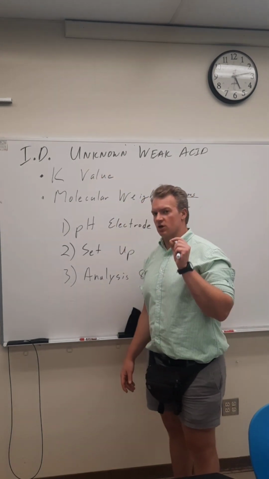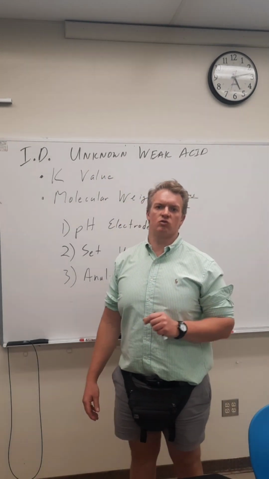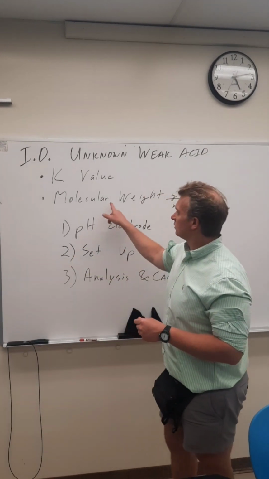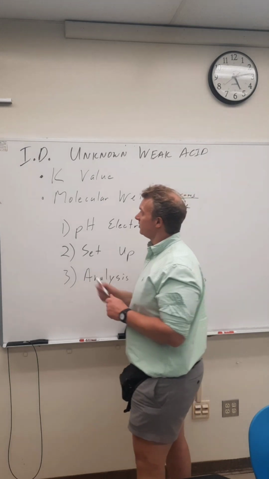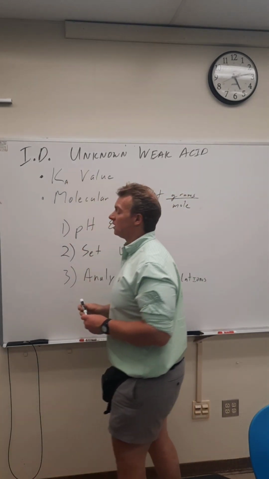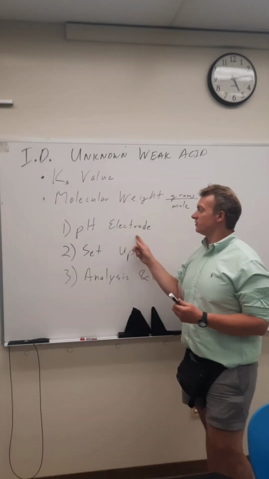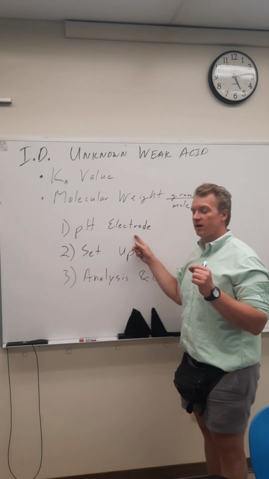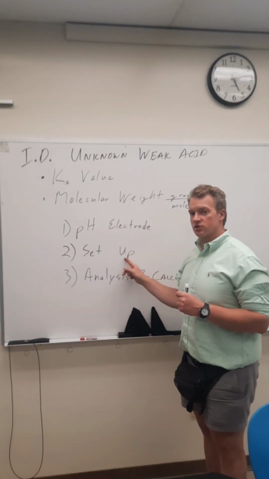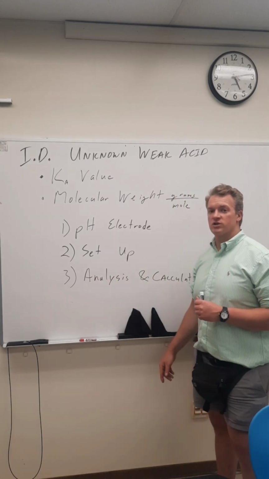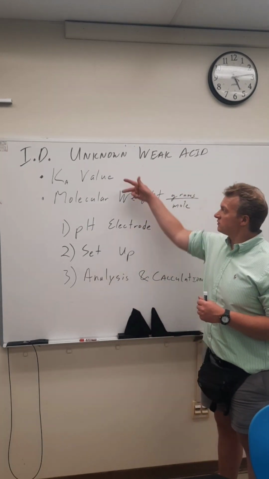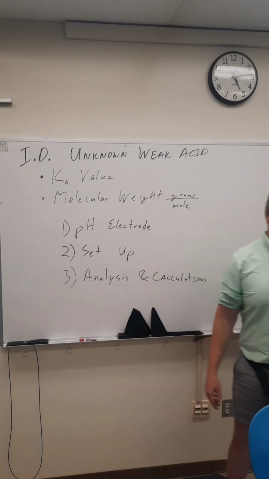My name is Don Cavanaugh, and this is a setup for the lab to identify an unknown weak acid. You're going to identify your unknown weak acid using the molecular weight and the K value for that acid, or K sub A. We're going to go over the setup of the pH electrode, how to calibrate it, a setup and execution of the experiment, and then the analysis of the titration curve and calculations for these two right here.